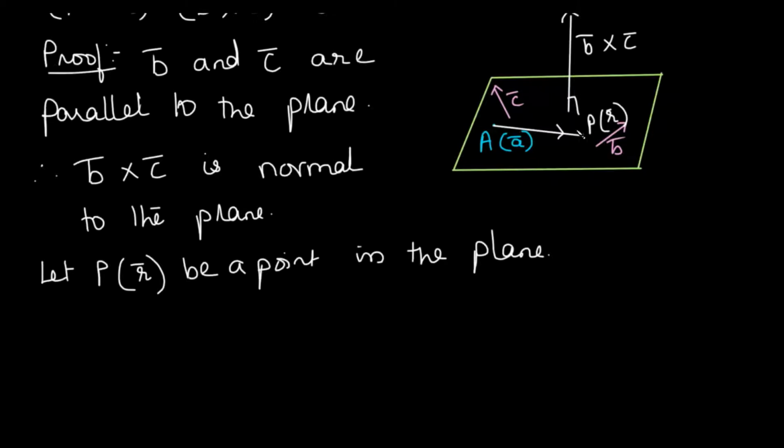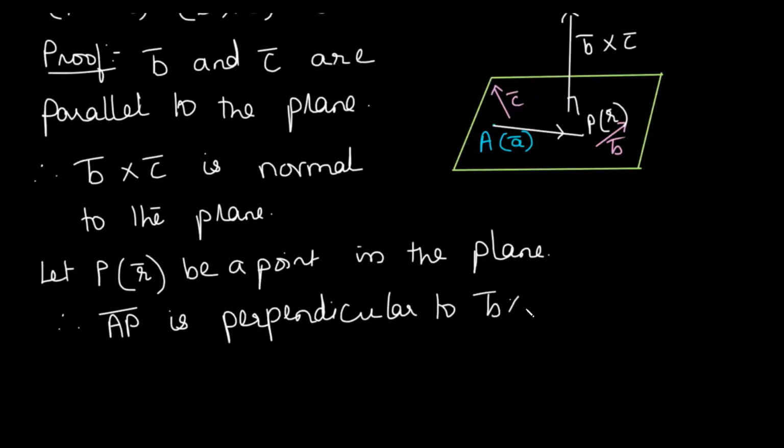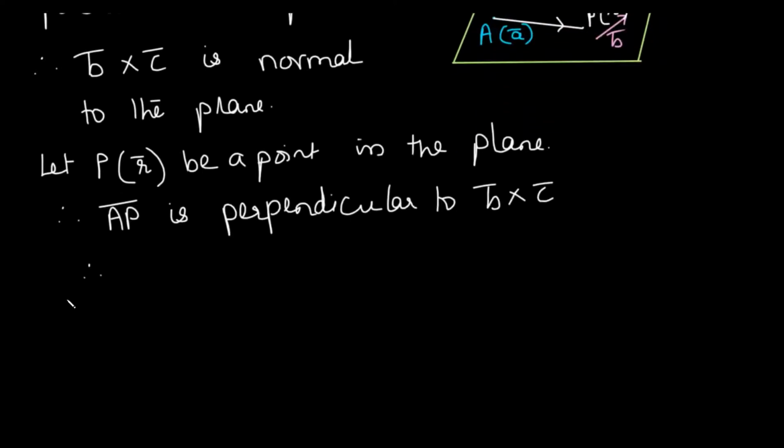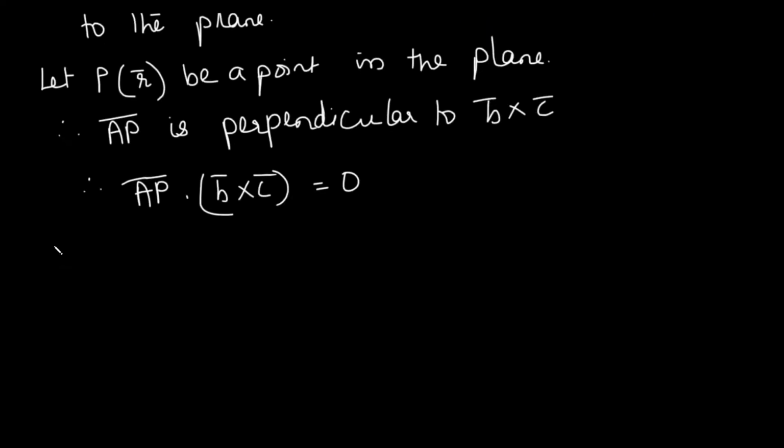It is parallel to the plane. That means it is perpendicular to B and C. So therefore AP bar is perpendicular to B cross C. And when two vectors are perpendicular to each other, their dot product is 0. So therefore we say that AP dot B cross C is equal to 0.